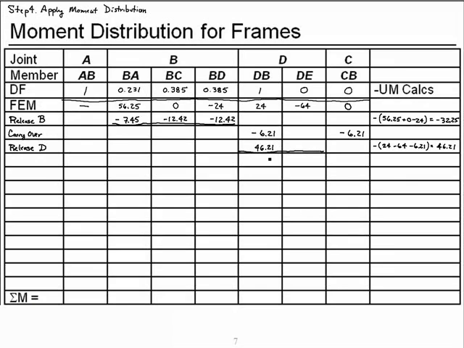We clamp it back down, but there is carryover to the other end of member DB, and so half of the 46.21, which we will round off to 23.10, carries over to the B end of member BD.